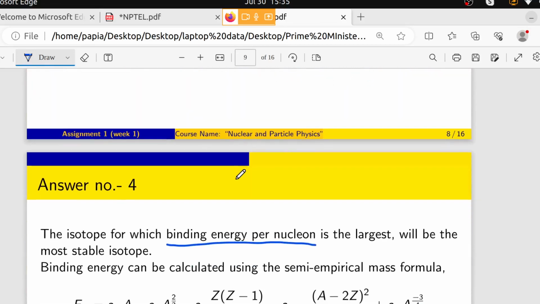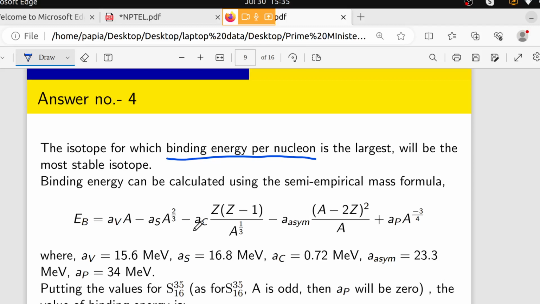So if I just calculate each and everything, I have already mentioned the expression again. So if I just put all the values here, let's say we are dealing with the first one, S1635. That means Z is 16 and A is 35, and then obviously N is A minus Z, which is 19.